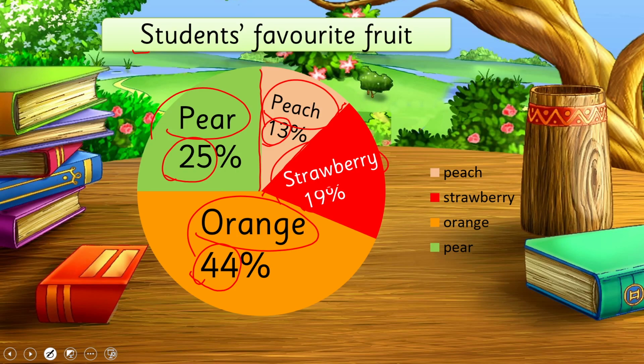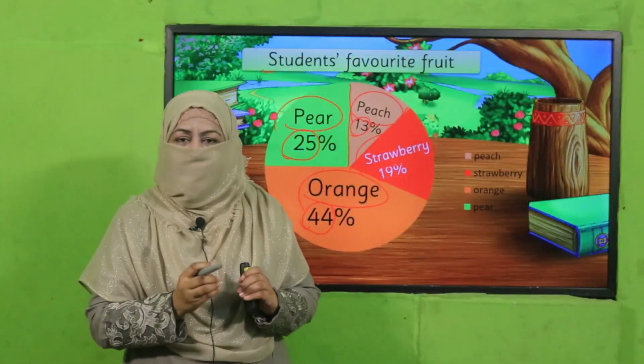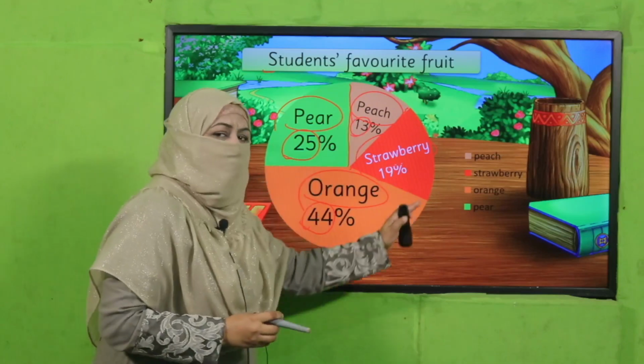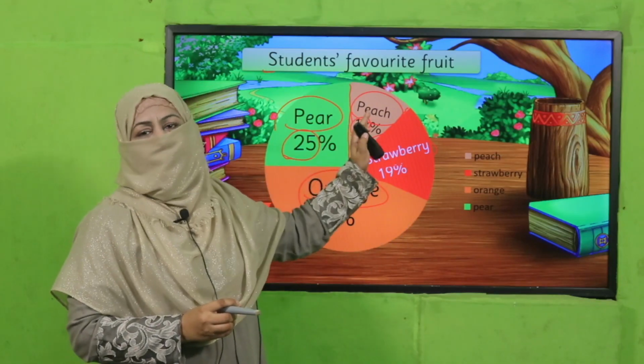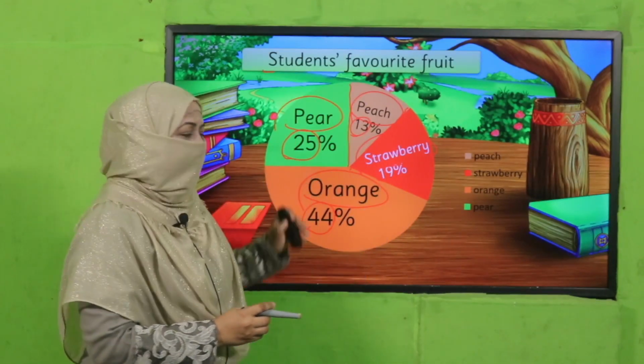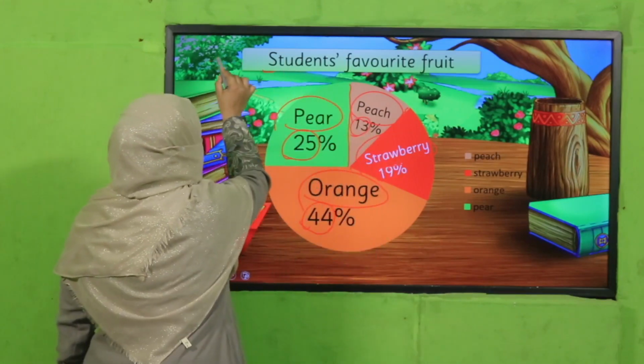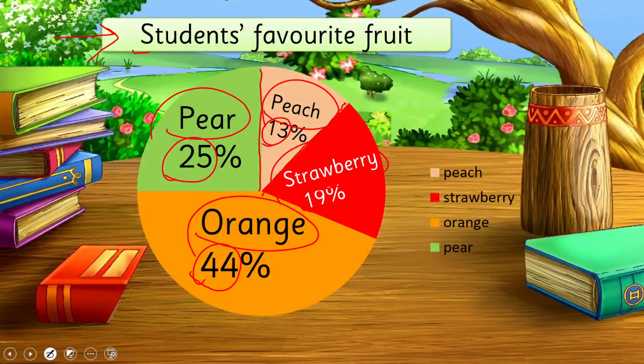So this is how we take the information, we write it in numbers, and then we can show it in a pie picture, in a pie chart. This is known as the title of this chart. This is known as the legend or key.